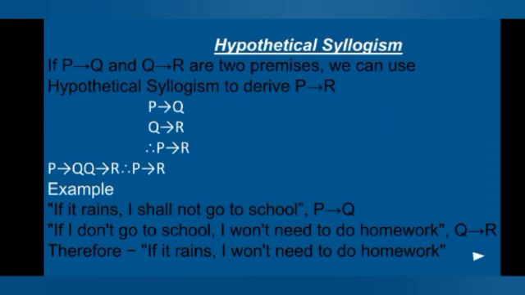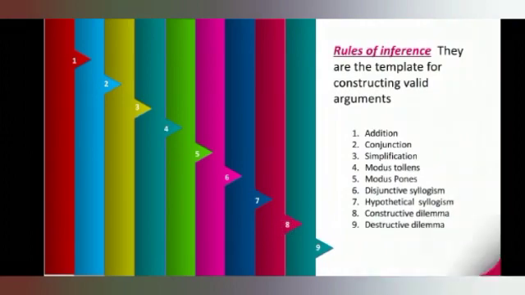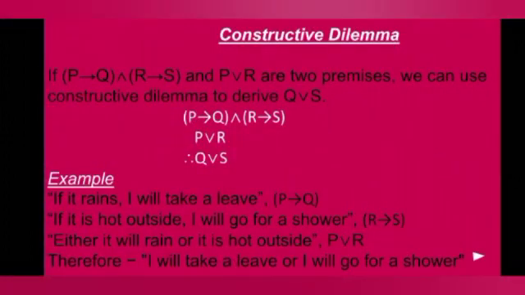For example, if it is raining, I shall not go to school, that is P implies Q. If I do not go to school, I don't need to do homework, that is Q implies R. Therefore, if it is raining, I don't need to do homework. That is P implies R. Therefore, P implies R is true.